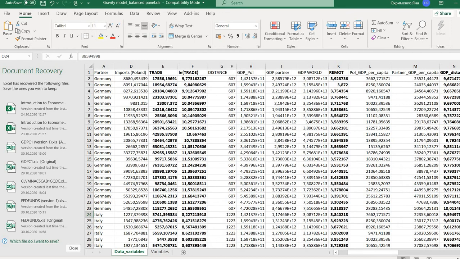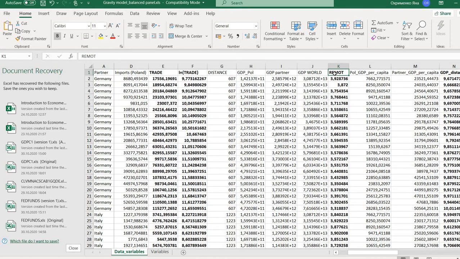Distance. So in this column you have geographical distance between 2 countries taken from Google Maps. And the problem is that you cannot estimate fixed effects model if at least one of the variables will not change over time. And geographical distance obviously will not change over time. So what I did was designing some variables standing for remoteness.